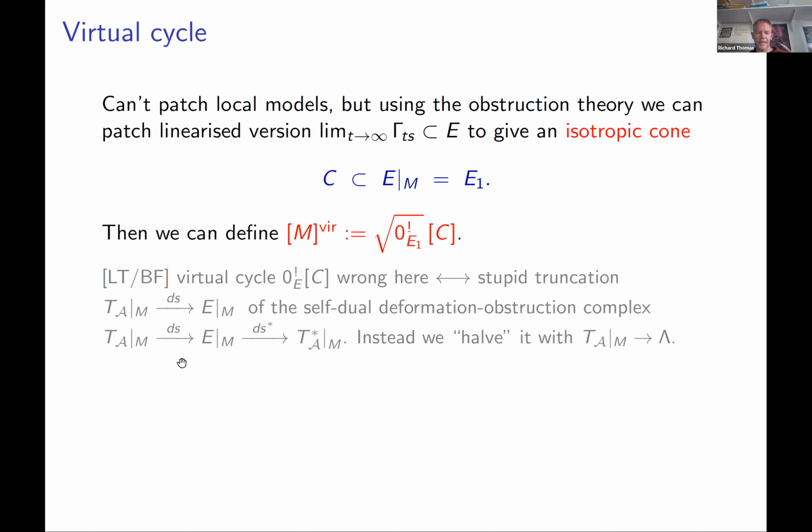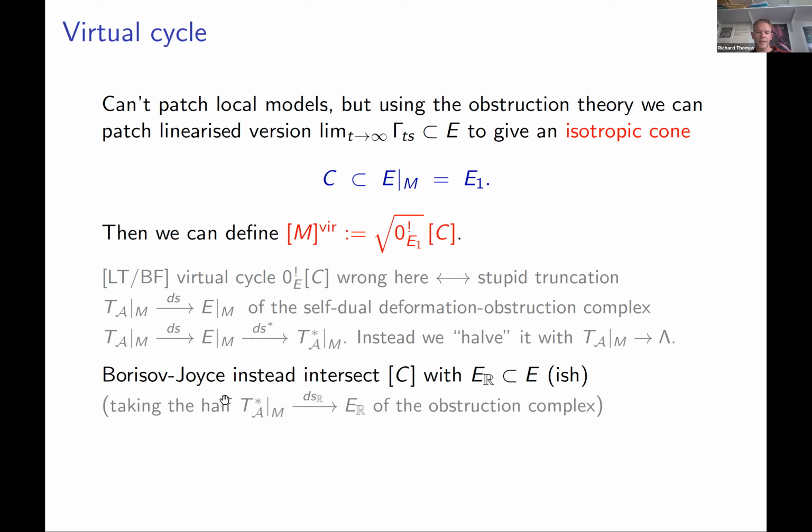And what this amounts to doing is we're taking this three-term complex, and we're halving it. So we're not taking the stupid truncation, because that would obviously be a bad thing to do. It would not be homotopy invariant. We're halving it by losing one term and then replacing E by half of E, using lambda. And the problem is ds doesn't really lie in lambda, and that's why we have to do so much work. And Borisov-Joyce, what they did instead was they halved it by replacing E by this real subbundle, essentially. And so they did real derived geometry, and it was awfully complicated.